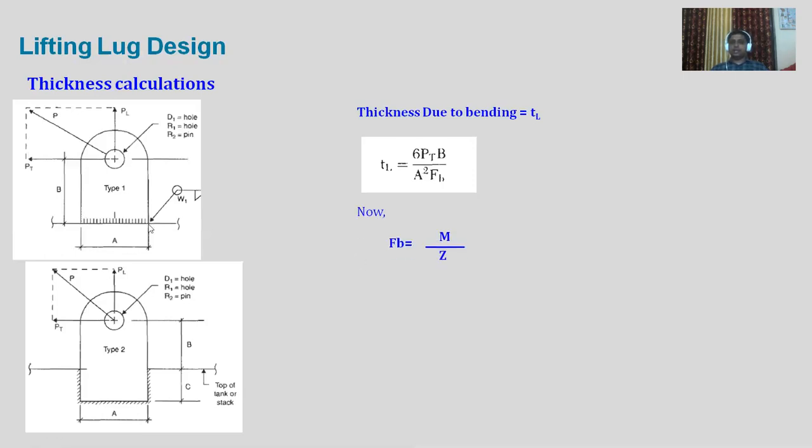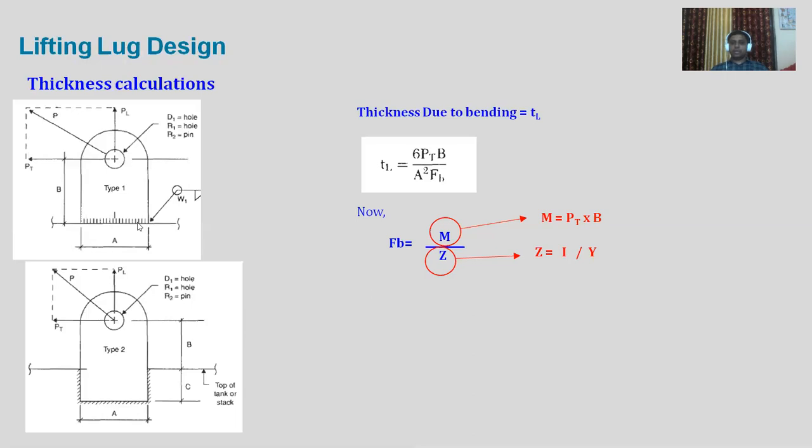Now we know that the bending stress is equal to moment upon section modulus. Stress is equal to M upon Z. What is the value of M? M is the bending moment, which will be created by the force PT. PT into B will give us the bending moment, isn't it? M is equal to PT into B, and Z is I upon Y, where I is the moment of inertia and Y is the extreme fiber distance from the neutral axis.